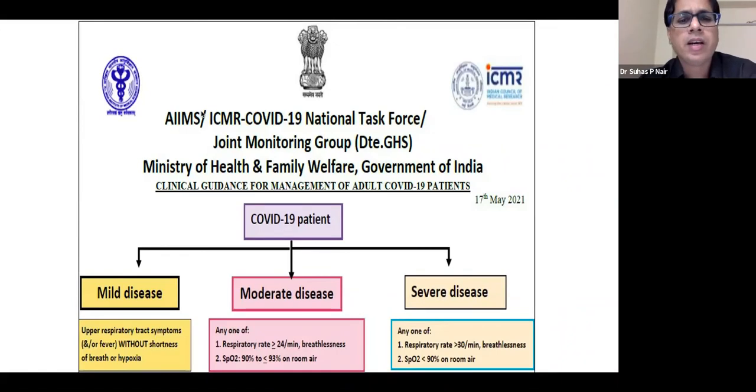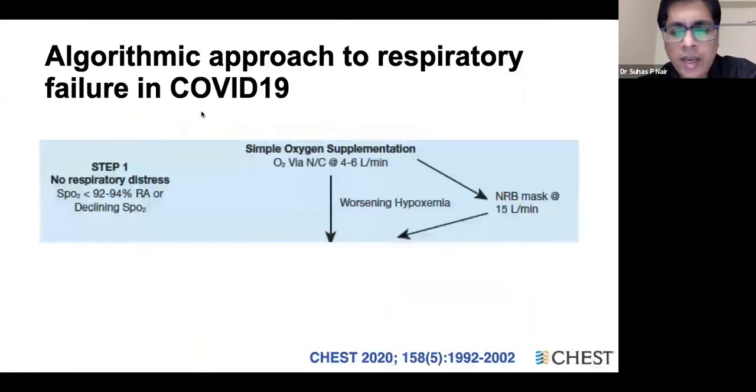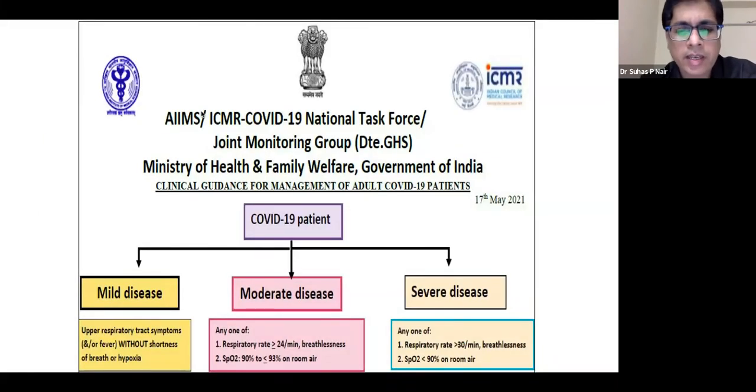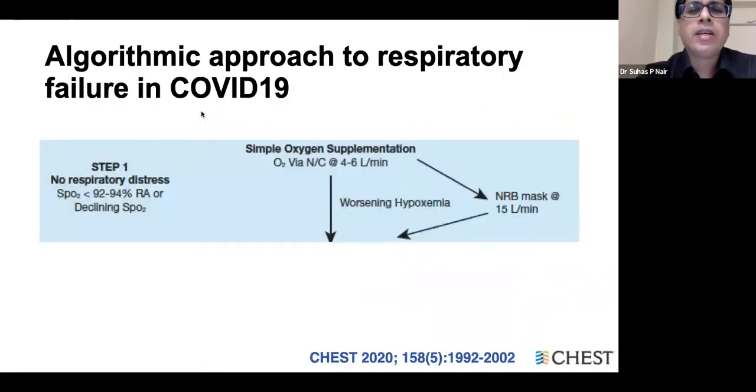So grossly, COVID-19 is divided according to respiratory status into mild, moderate, and severe disease. In moderate disease, respiratory rate will be more than 24, or the saturation will be around 90 to 93. In severe disease, saturation will be less than 90, and respiratory rate will be more than 30.